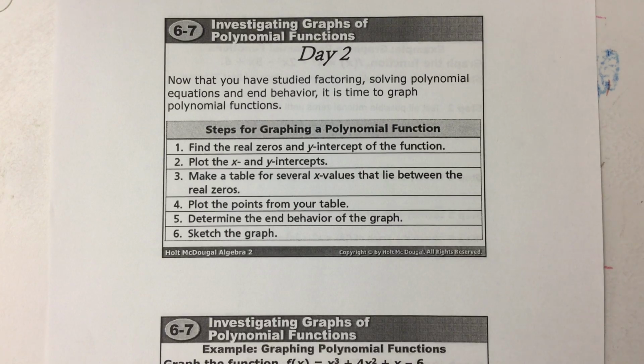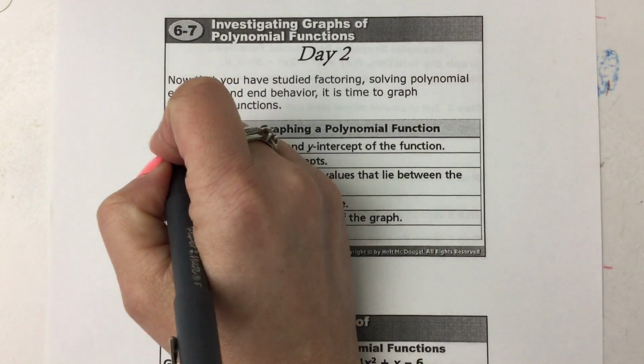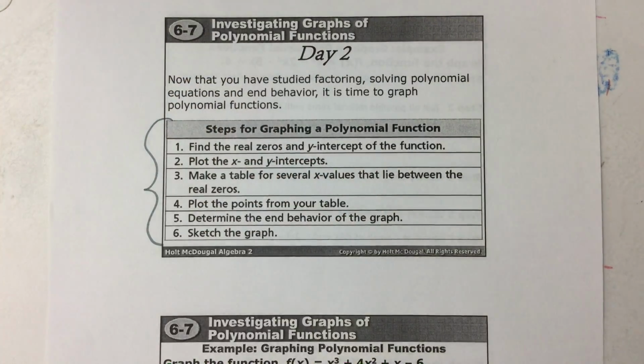Today in Algebra 2, we are going to look at the second half of section 6.7, where we get to graph polynomial functions by hand. So first off, we'll just look at a few steps that we will need as we go through this process.